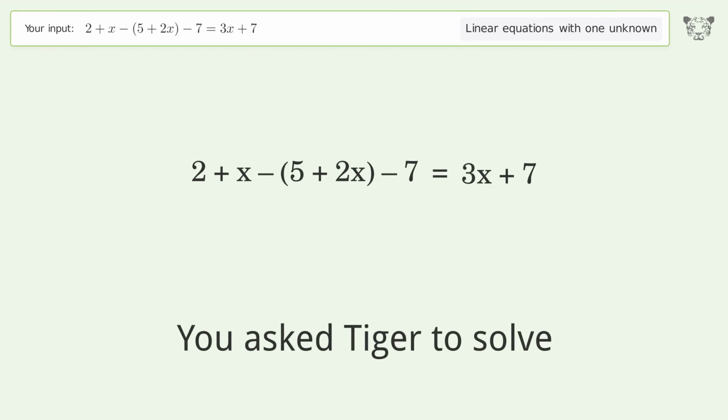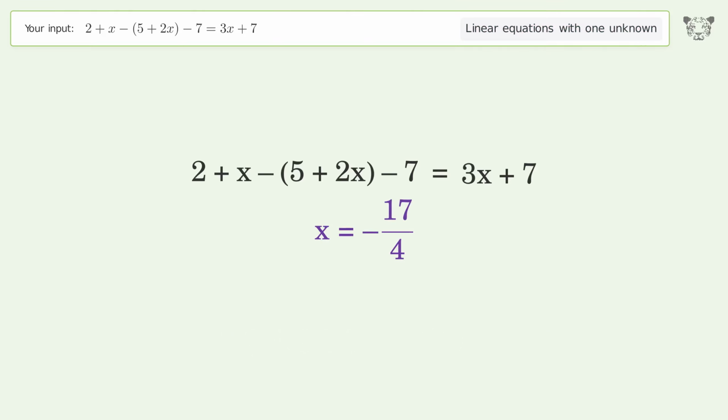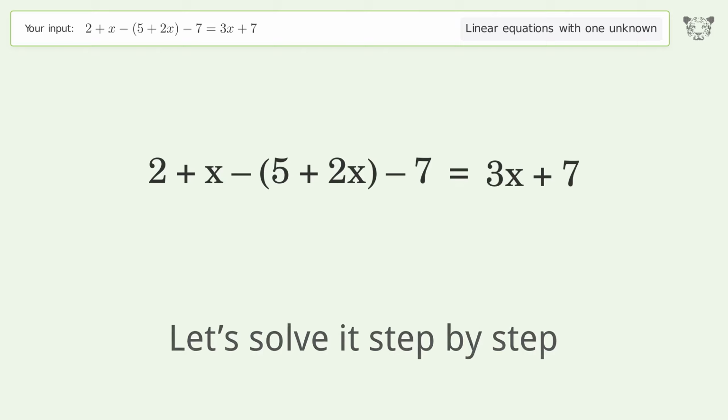You ask Tiger to solve this. This deals with linear equations with one unknown. The final result is x equals -17/4. Let's solve it step by step.